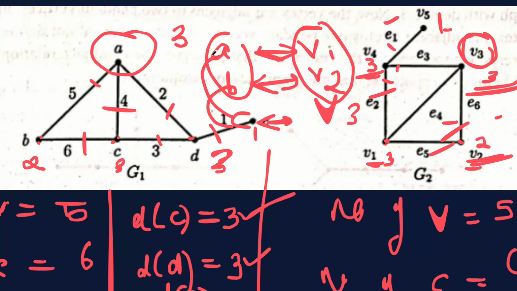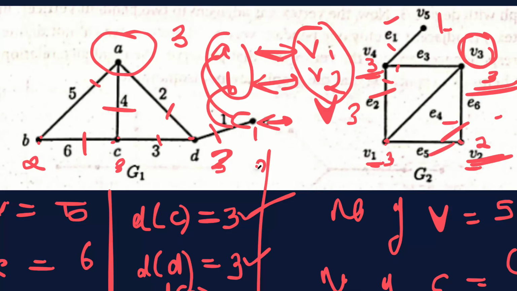And like A is connected to C and B is connected to C, V1 is connected to V2. V1 is also connected to V3 and V2 is also connected to V3. So I can just say it can be the same.